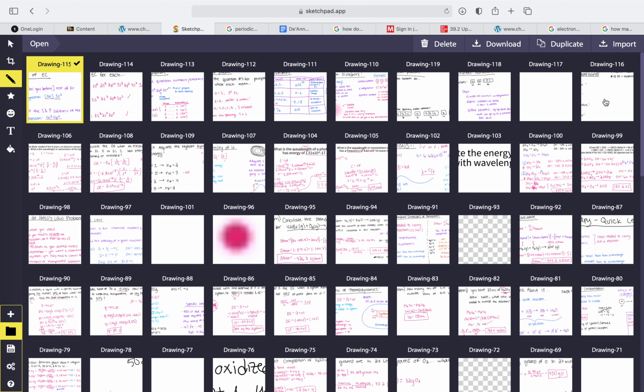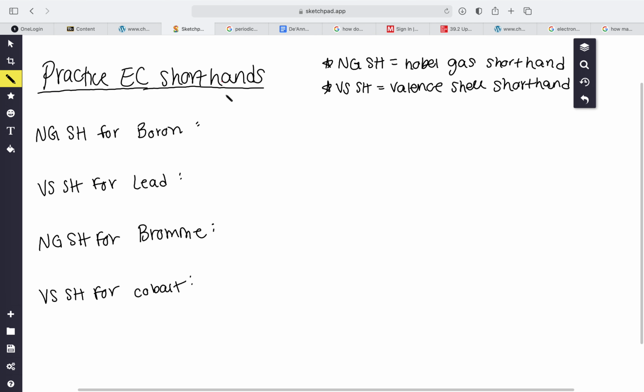So let's go into some practice with that. Practice of electron configuration shorthand. I'll go through the first two, and then I'll challenge you guys to do the last two, or do it however you want. You can pause now and try them yourself, or you can even skip if you're feeling confident. Do whatever you like.